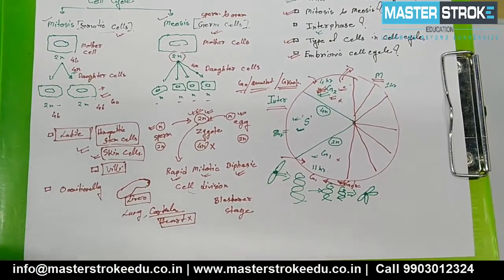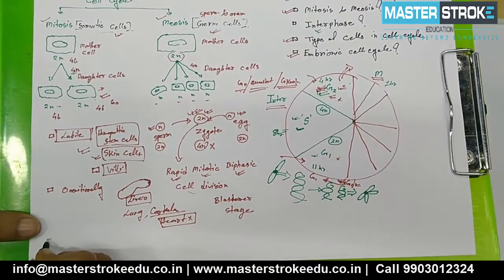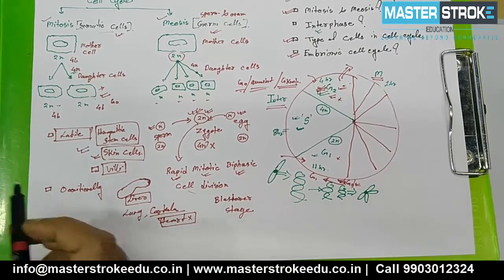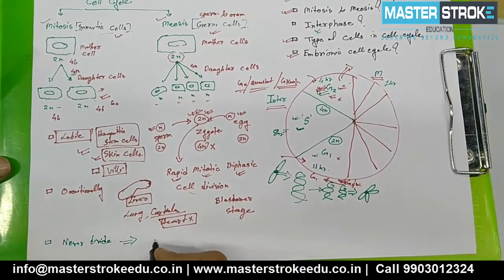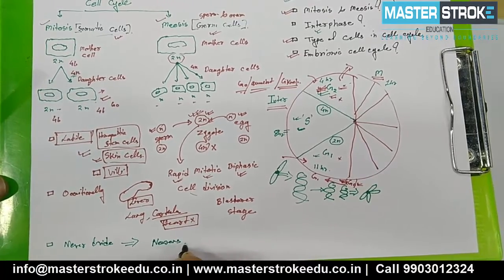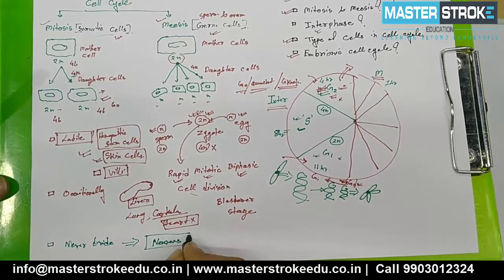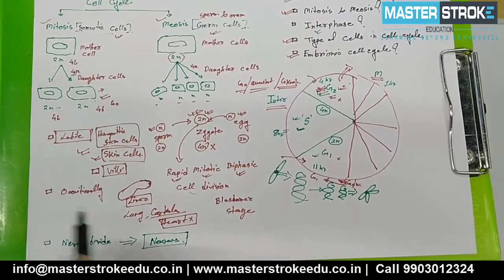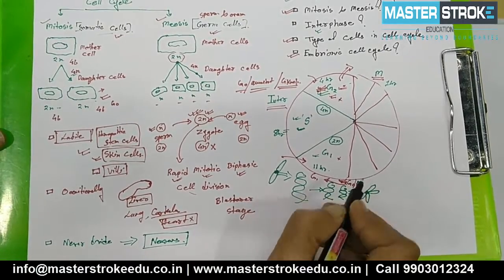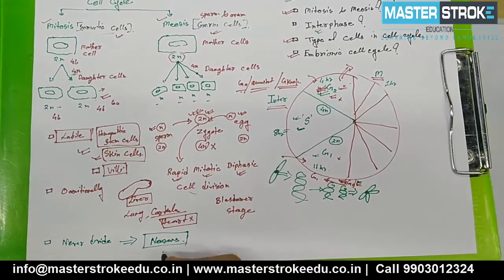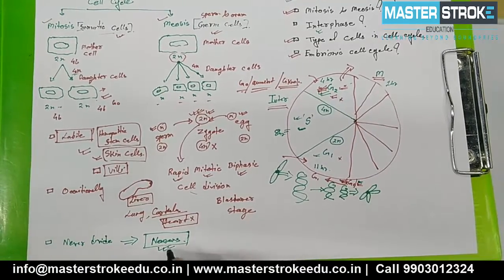And number three are the cells that never divide after the differentiation process. The beautiful example is neurons or nerve cells. After the full formation and differentiation of the neurons, they remain in the G0 phase for their entire life, where they will never divide and produce new fresh neurons.